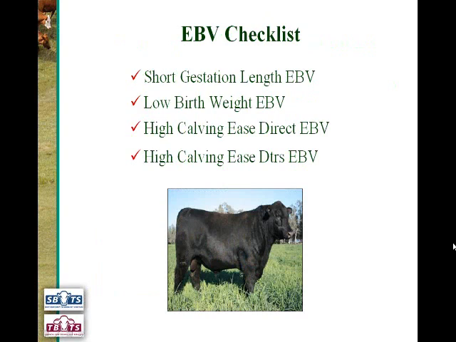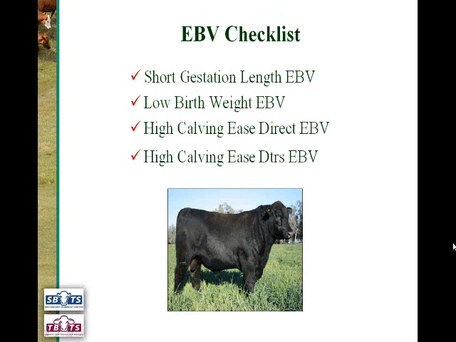So I guess just to recap there, we've got the 4 different EBVs relating to the birth traits. The first one is the gestation length EBV, and when we're selecting on animals, we'd be after a shorter gestation length or a lower EBV. For birth weight, again, a lower EBV would indicate lighter birth and more ease of calving. And then 2 calving ease EBVs, a calving ease direct and a calving ease daughters. And when selecting on these EBVs, generally the more favourable will be the higher the EBV, the better.